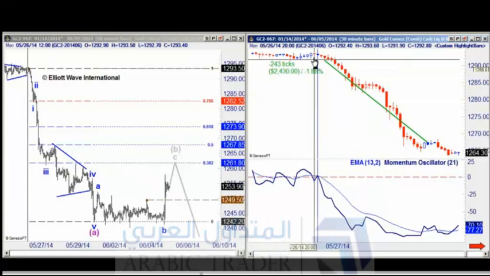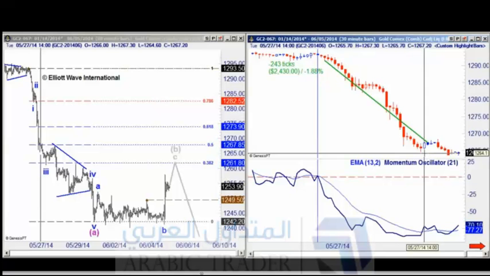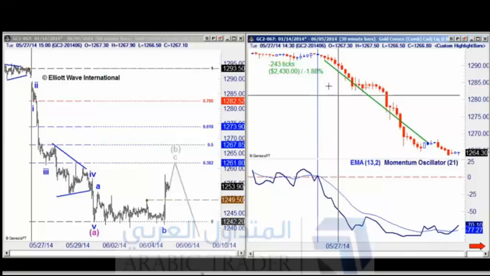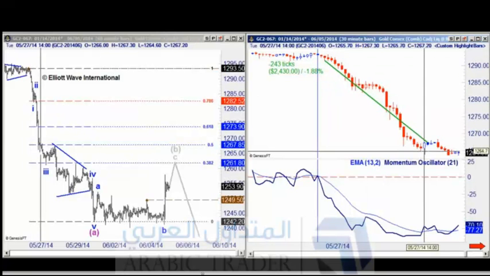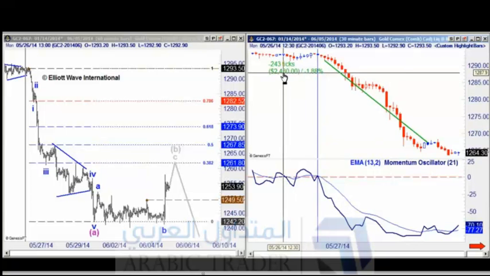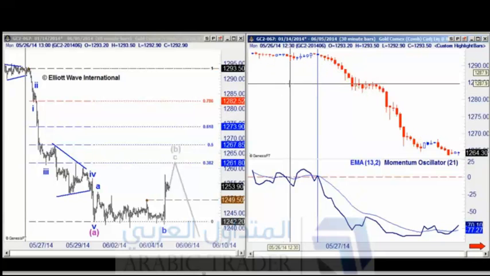Now, this kind of move does not develop every day. It doesn't develop every week. We're lucky if we get a big move like this once per month. But it was a good paycheck there. But it's not realistic that you should expect to see this kind of move on a regular basis.